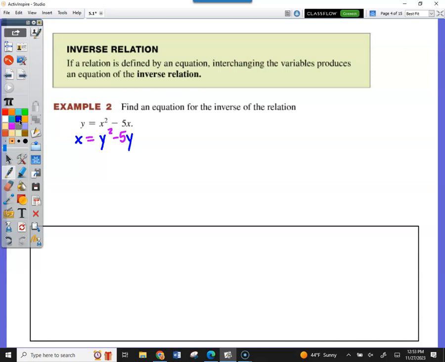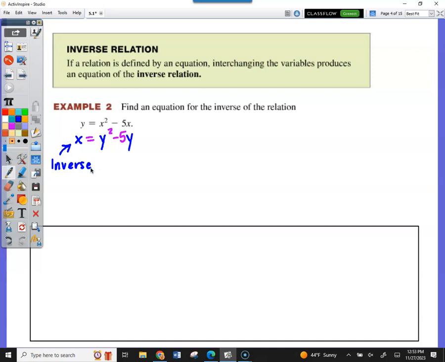Sometimes you can get y by itself and actually see the equation. In this case, we have 2 y's. We don't want to try to get y by itself. It would be a headache. In this case, you could just leave it as is, and you would say that this is the inverse of the given equation.